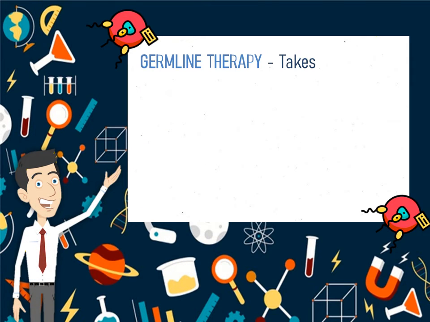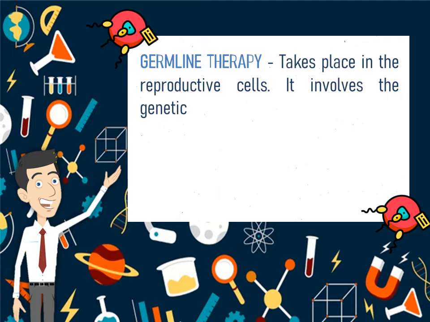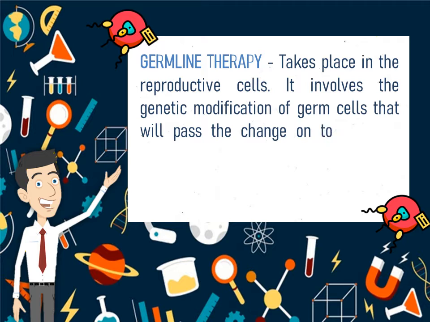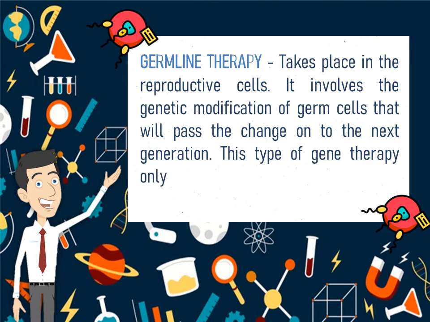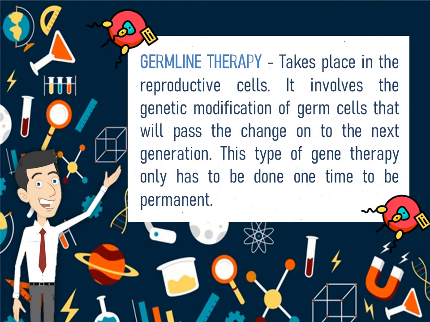Then the second is the germline therapy. Takes place in the reproductive cells. It involves the genetic modification of germ cells that will pass the change on to the next generation. This type of gene therapy only has to be done one time to be permanent.